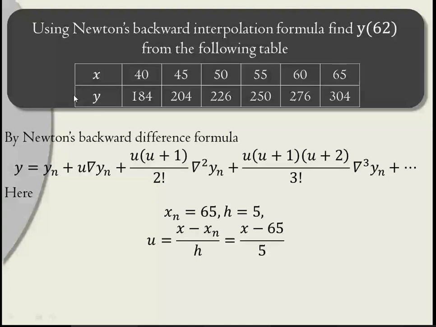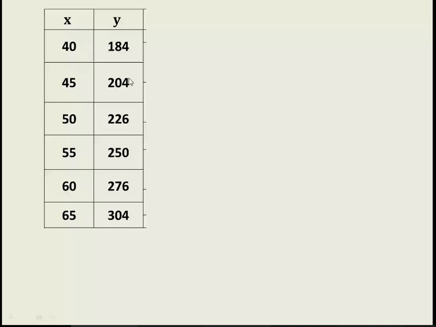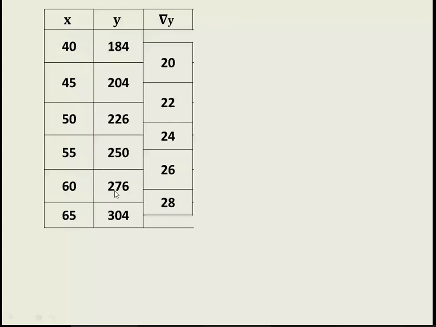Only notations are different. Table format will be exactly same. Okay, so use that table. Take the subtraction of these two values of y. That gives us the backward difference. 204 minus 184, 226 minus 204, 250 minus 226, 276 minus 250. Okay, like that. 304 minus 276. Okay, that is 20, 22, 24, 26, 28.